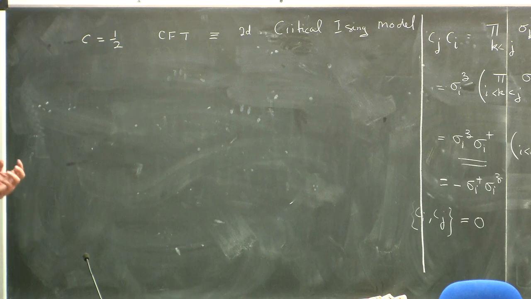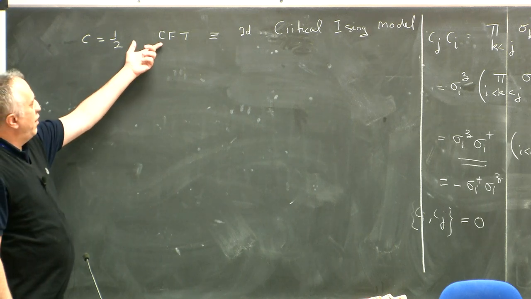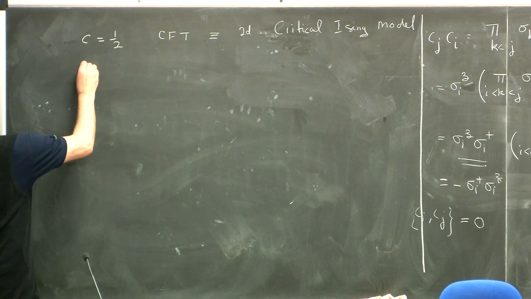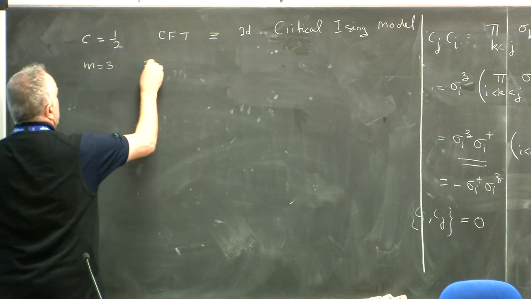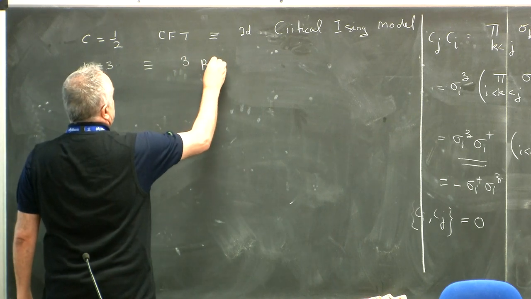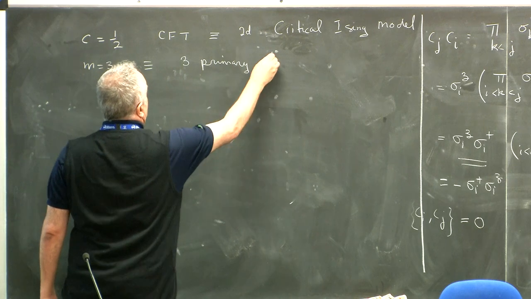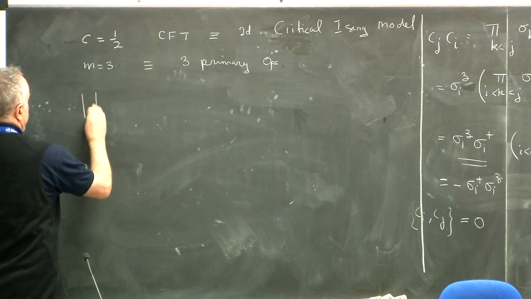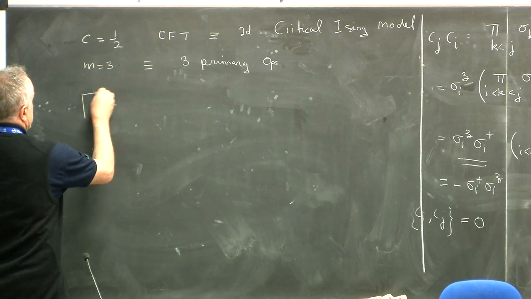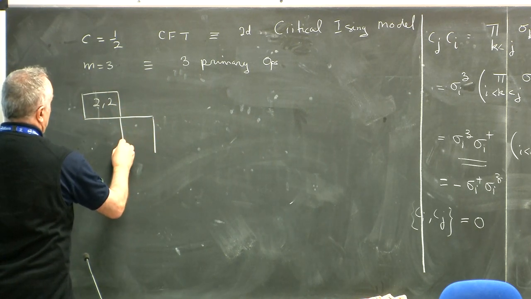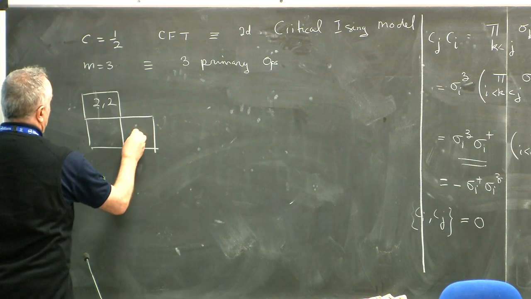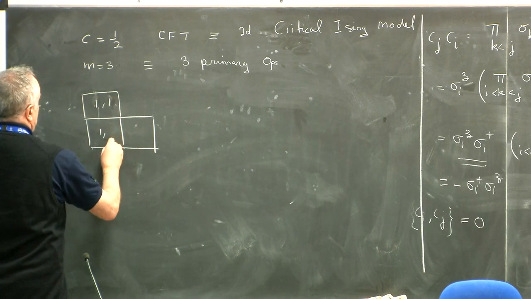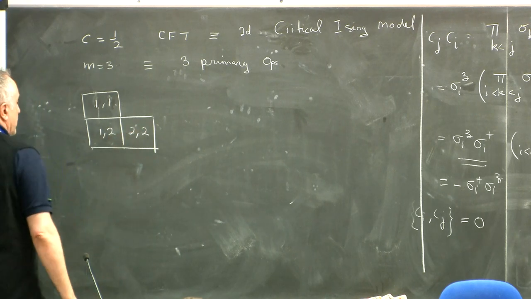With this knowledge, I can look and see what sort of operators I have here. I have three primary operators for c equals 1/2. c equals 1/2 is m equals 3, so three primary operators. I can put them in a diagram, which would be the 2-2 state. 1, 2, 2, 2. Just three fields.